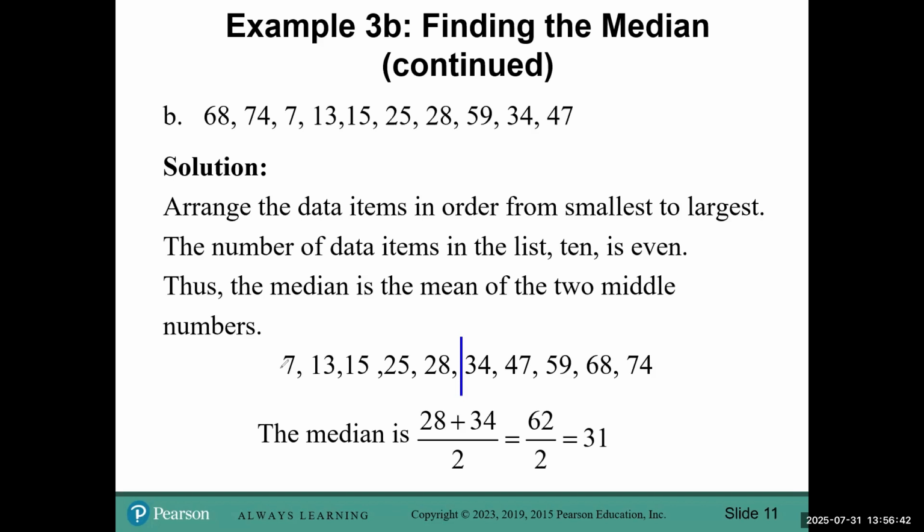And now if I want to start counting them off, I see 1 in the front, 1 in the back, 1 in the front, 1 in the back, 1 in the front, 1 in the back, 1 in the front, 1 in the back, and I'm left with 2 values in the middle. So I'm going to find their mean, add them up, divide by 2, and you can see that 31 is the median, right in the middle of those 2 values.